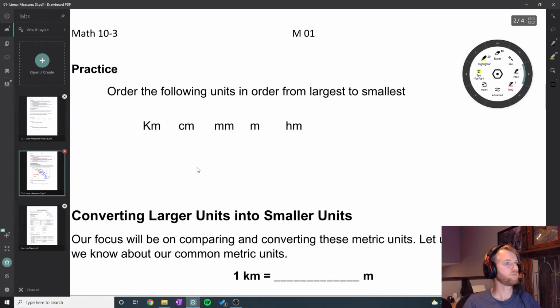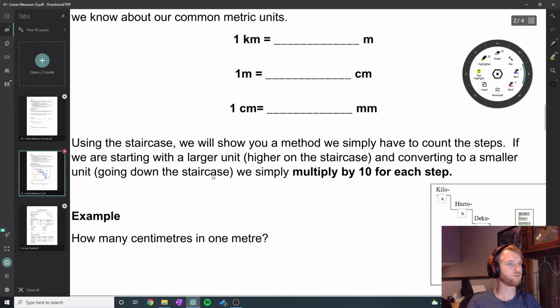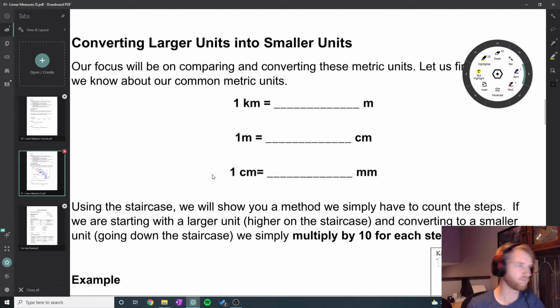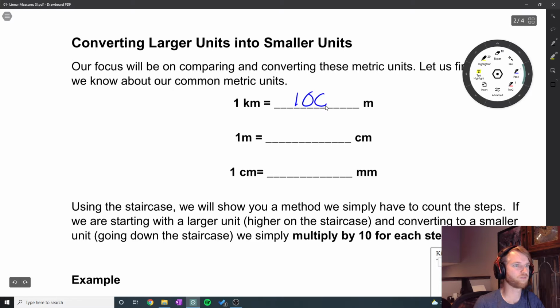All right. So you can put those in order from largest to smallest. These ones are ones that you should know off the top of your head. Might take you a second. You have to think of a meter stick or think of a ruler, and you'll figure it out pretty quick. But 1 kilometer is 1,000 meters. And these are really good for checking if this makes sense.